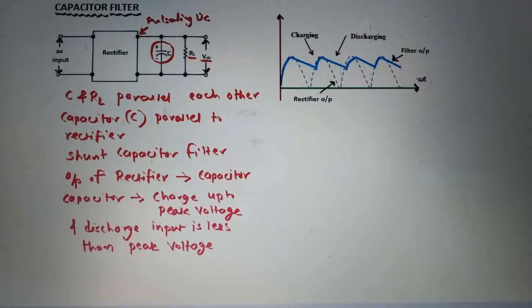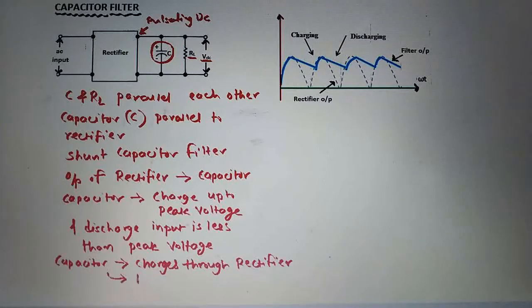So in this capacitor filter, the capacitor charges through the rectifier, but it discharges through the load resistance RL, and that load resistance is connected parallel to the capacitor.